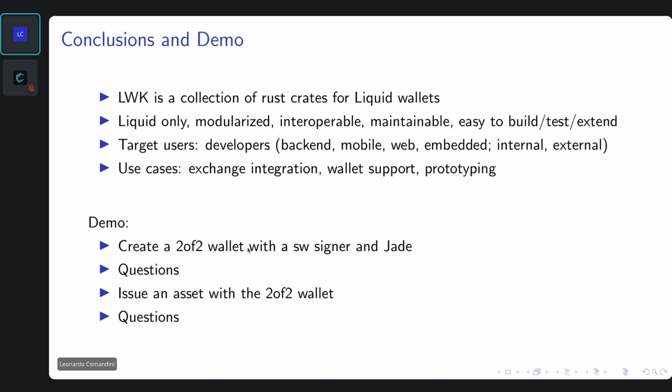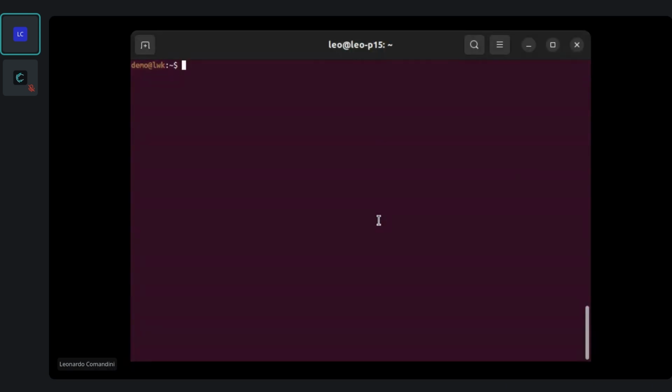After this first part, I can take some questions if there are some. And the second step of the demo will be an issuance of an asset using the 2 of 2 wallet. So an issuance with the Jade signing the issuance. So first of all, we are going to start the server.